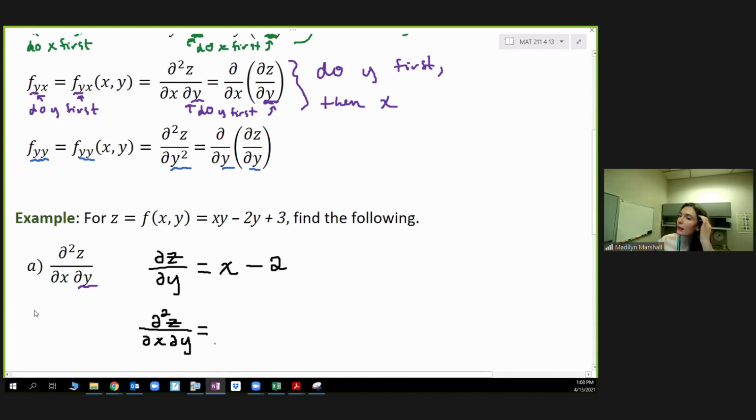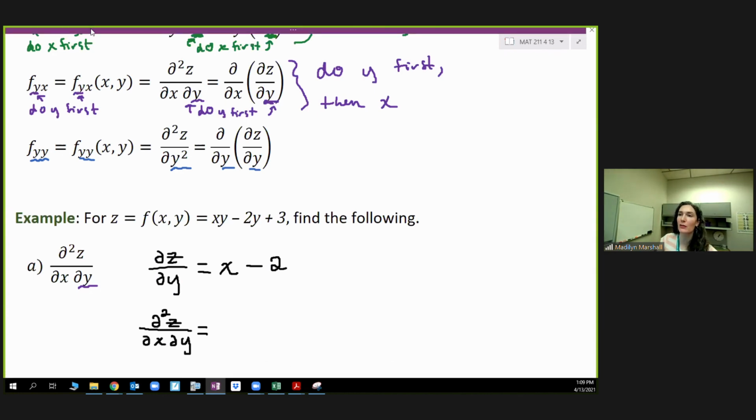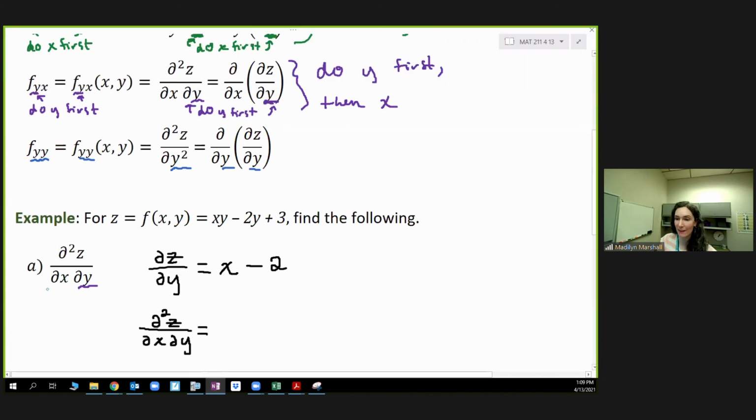So each of our partial derivatives are sort of working in steps. We started with our function z, and then we first did the partial derivative with respect to y. And so now that x minus 2 is what we are working from to now do the partial derivative with respect to x.